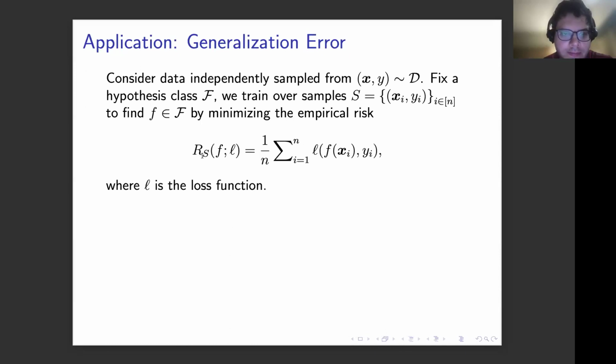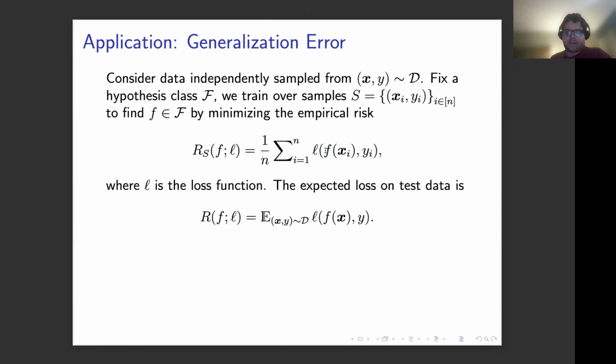So it's minimizing over the hypothesis class the sum of losses over the training data. F is the variable here. This is the empirical risk. The population risk is when we take an expectation over the distribution.